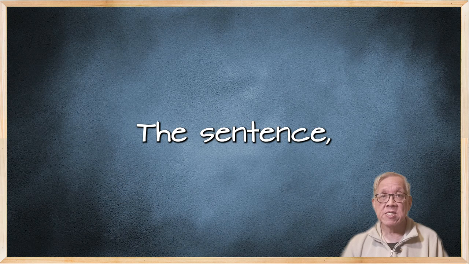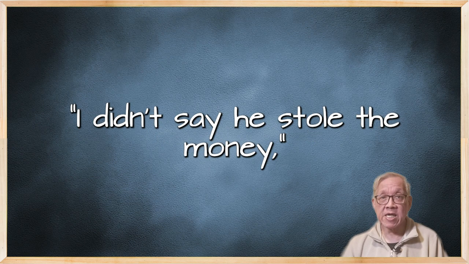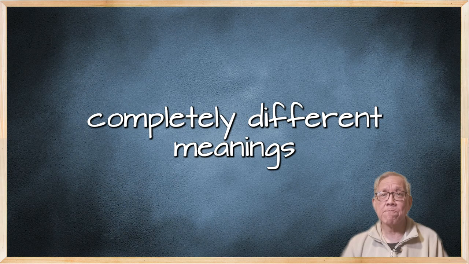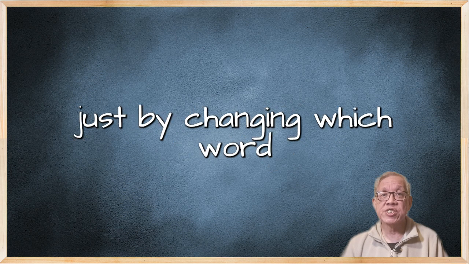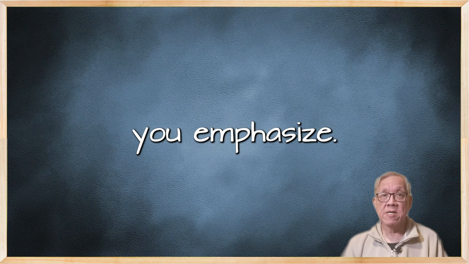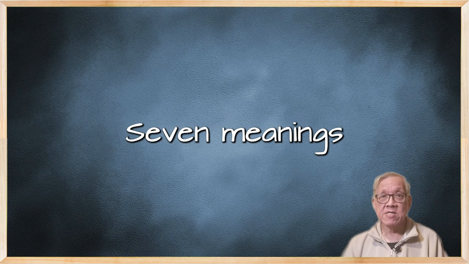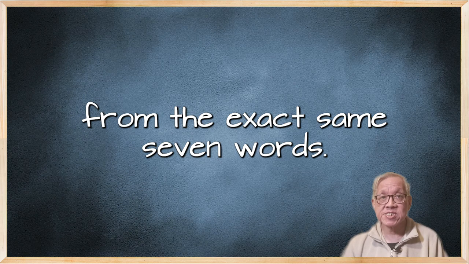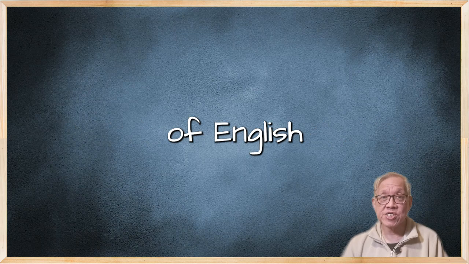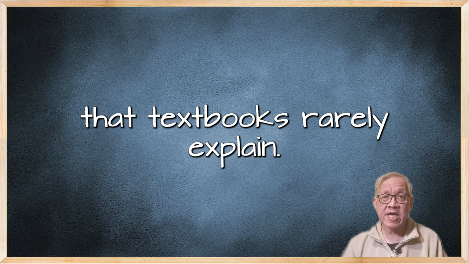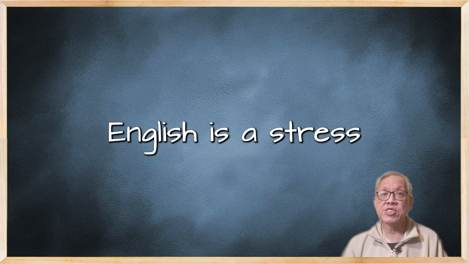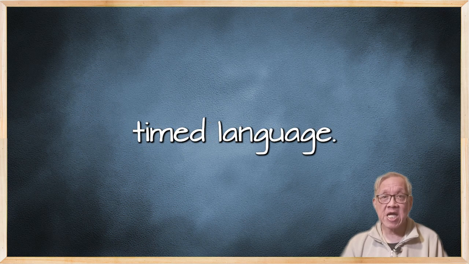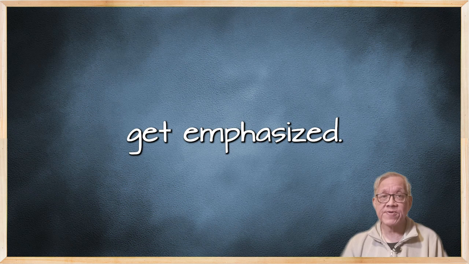The sentence, "I didn't say he stole the money," can have 7 completely different meanings just by changing which word you emphasize. 7 meanings from the exact same 7 words. This is the musical side of English that textbooks rarely explain. English is a stress-timed language. The important words get emphasized.